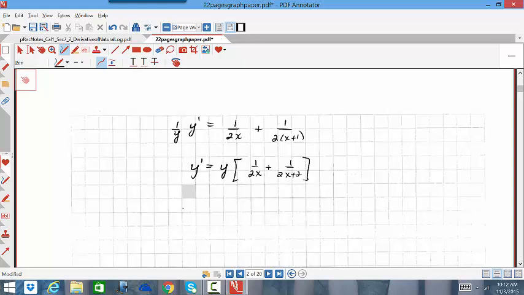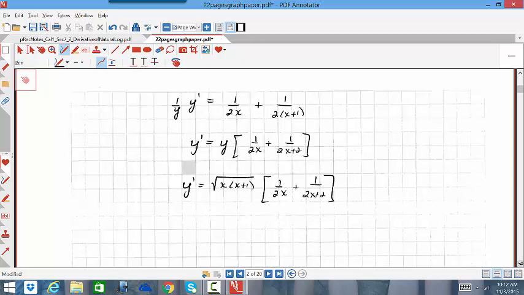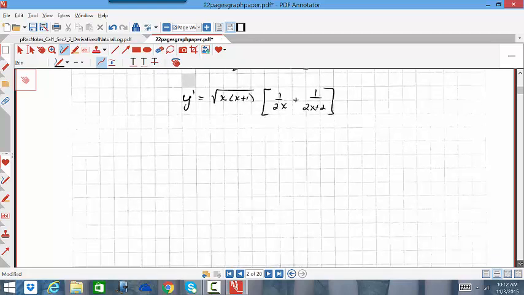And the last thing we need to do is replace y with what it really equaled, which was the square root of x times x plus 1, times 1 over 2x plus 1 over 2x plus 2. And there it is. There's your first derivative using logarithmic differentiation. Okay, let's try another example.